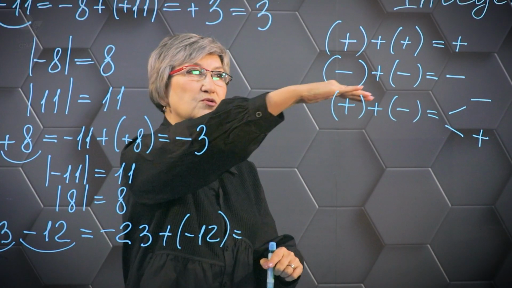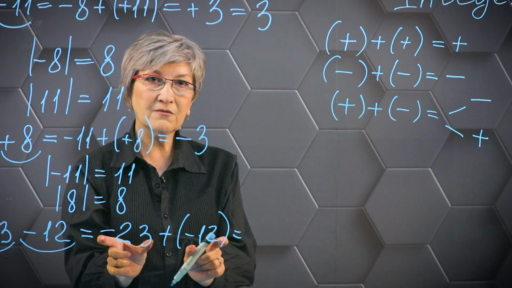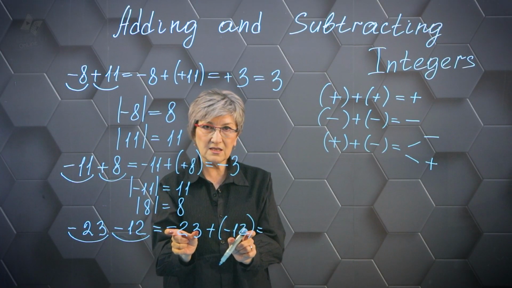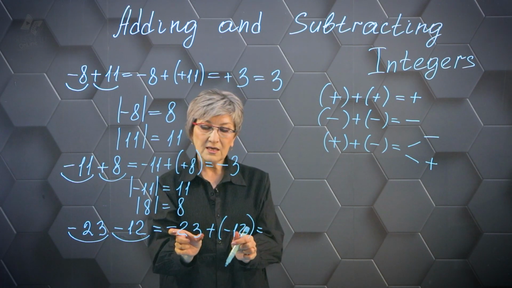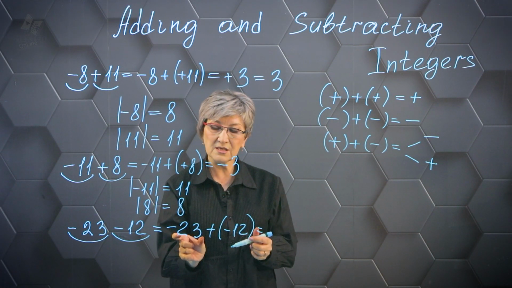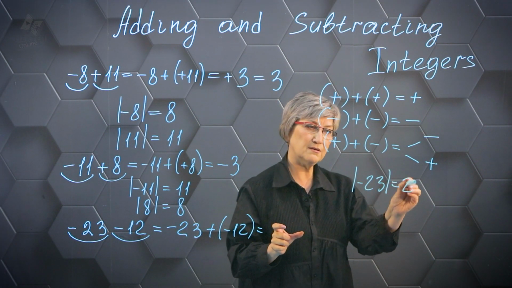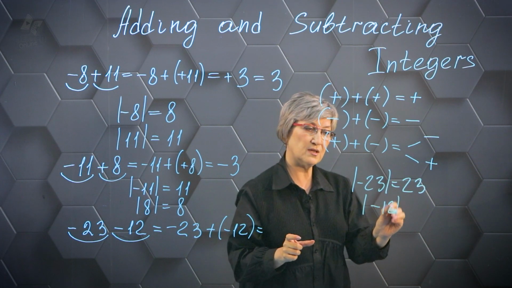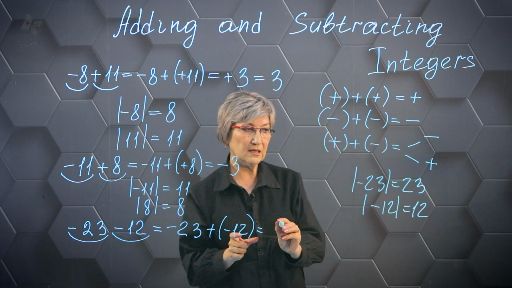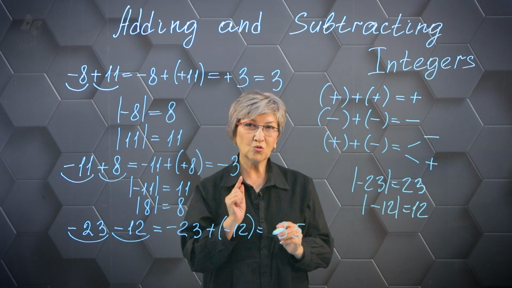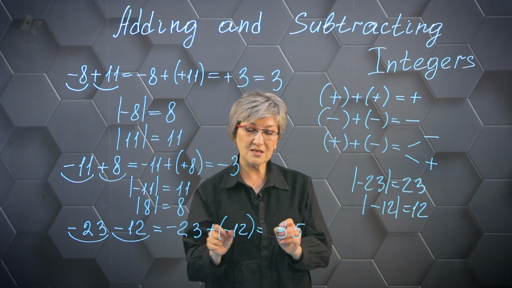In this case, I use the second rule. I'm adding two numbers with the same sign. The number 23 has a minus sign and the number 12 has a minus sign. Then by the rule, I add the moduli of these numbers. The modulus of the number minus 23 is 23. And the modulus of the number minus 12 is 12. 23 plus 12 is 35. But since I was adding two negative numbers, I put a minus sign in front of the number 35.